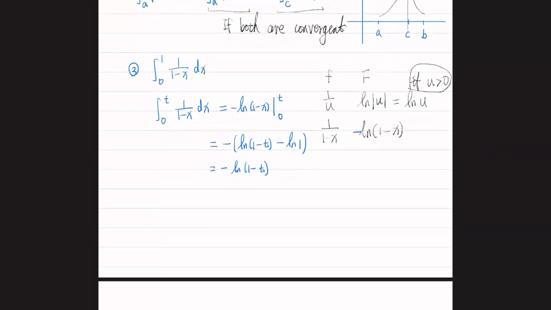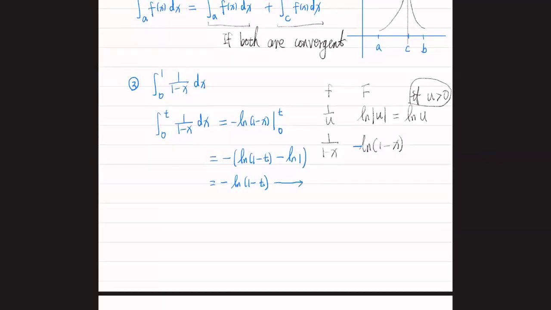Now let's see what happens if t goes to 1. Now minus. t becomes larger and larger, it approaches 1. Zichen, what happens to 1 minus t?